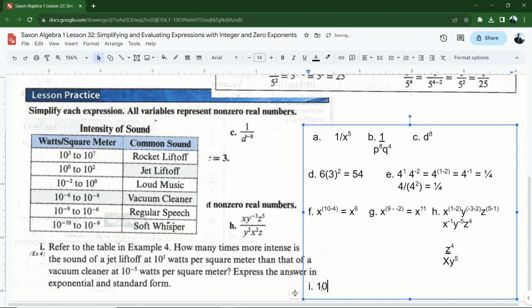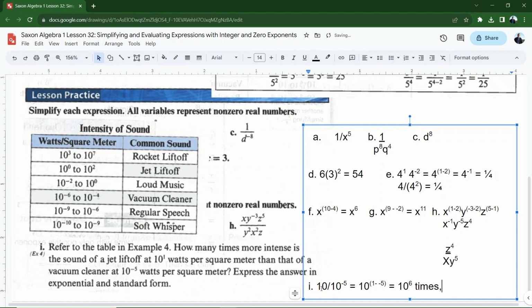So what I need to do is divide 10 to the 1st by 10 to the negative 5th. That gives me how many times more 10 to the 1st is compared to 10 to the negative 5th. Well, this would be a hard problem to work, except I could just do this using the exponents. 10 to the 1st divided by 10 to the negative 5th is going to be 10 to the 1 minus a negative 5. 1 minus negative 5 is the same as 1 plus 5. So it's going to be 10 to the 6th. So the answer is 10 to the 6th times the intensity.